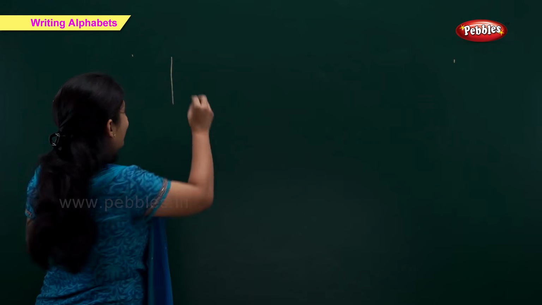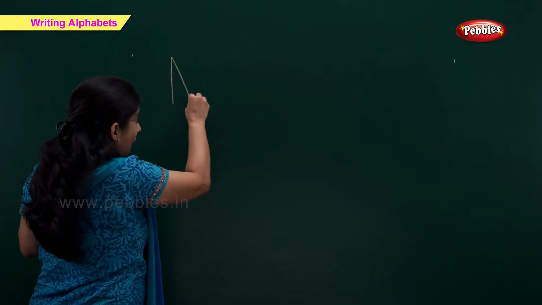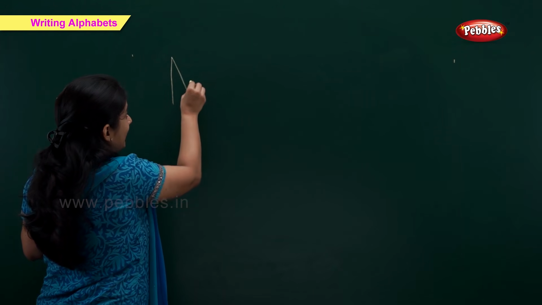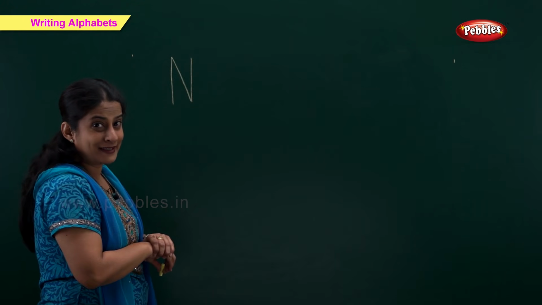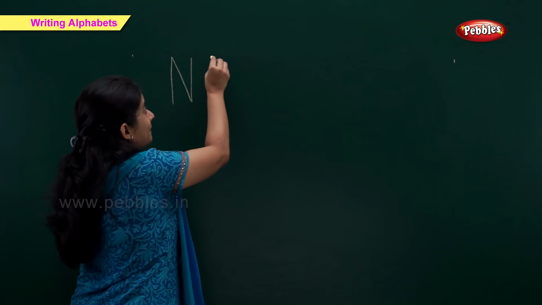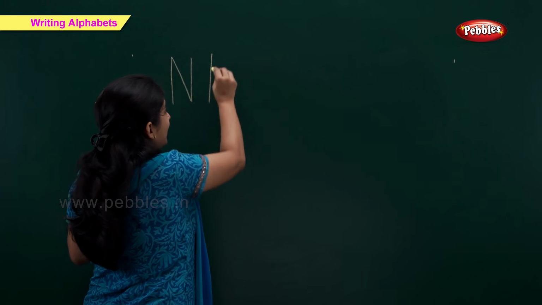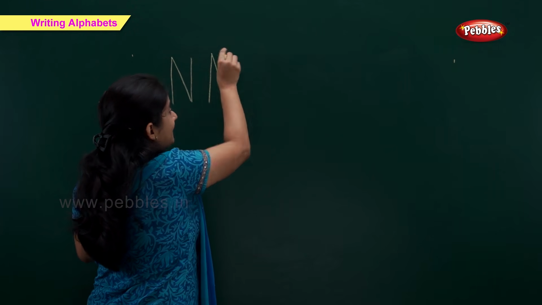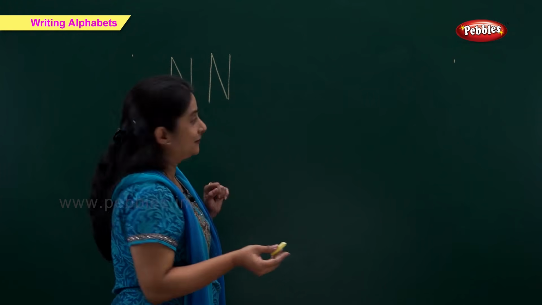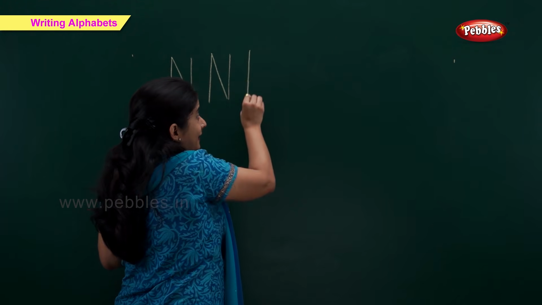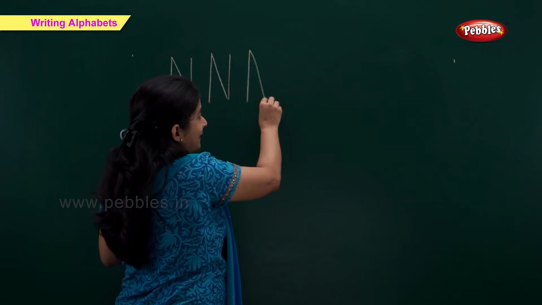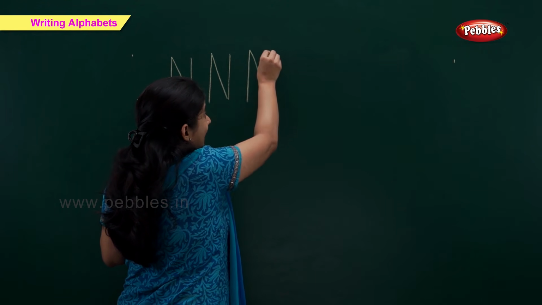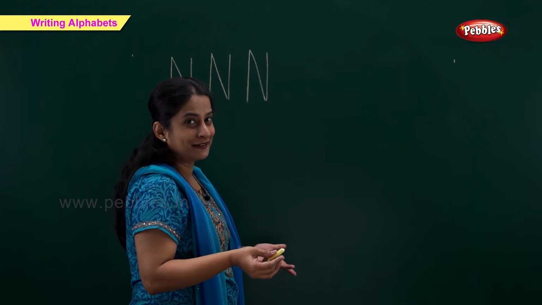A standing line, a cross line and a standing line makes N. A standing line, cross line, another standing line makes N. A standing line and a cross line with another standing line makes what? N.